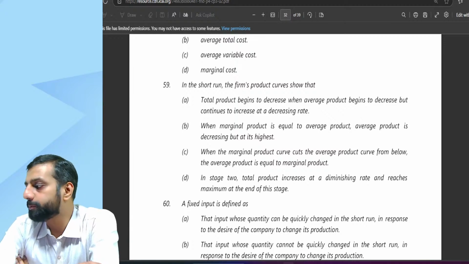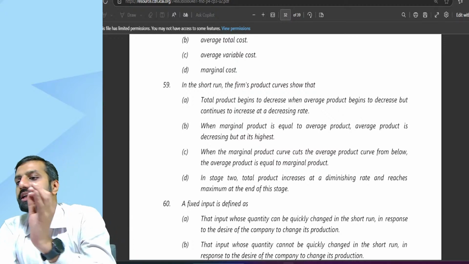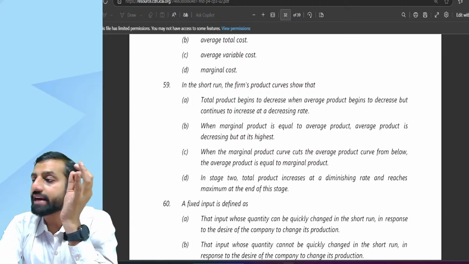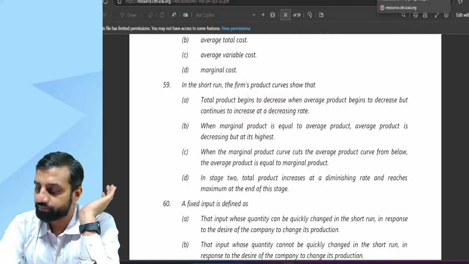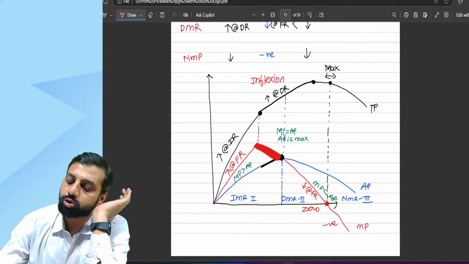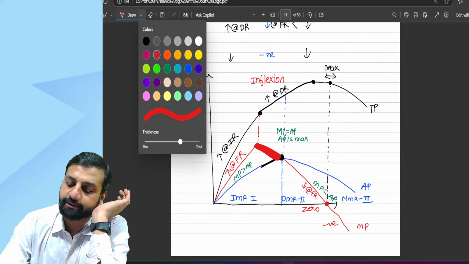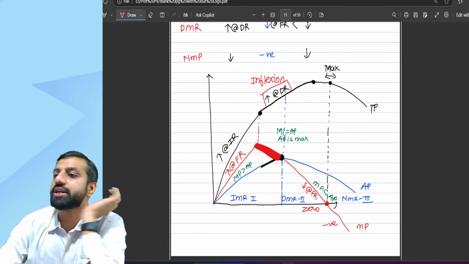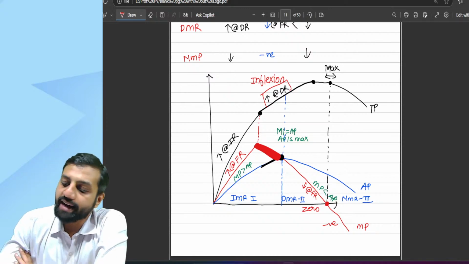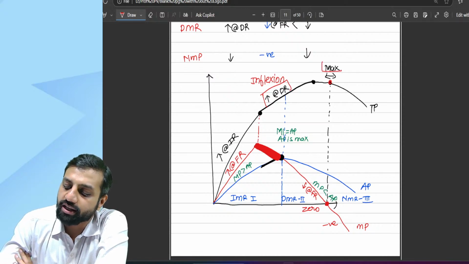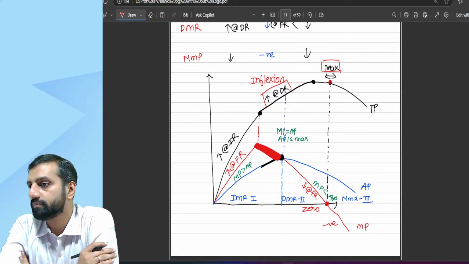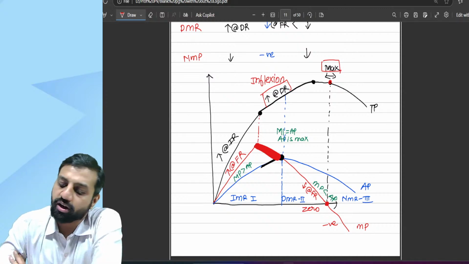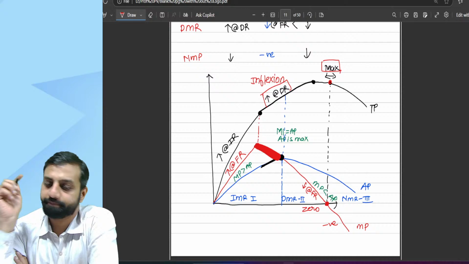In stage 2, total product increases at a diminishing rate. So in stage 2, total product is increasing but at a diminishing rate, and at the end of the stage total product is maximum. So your answer is D, Surya.